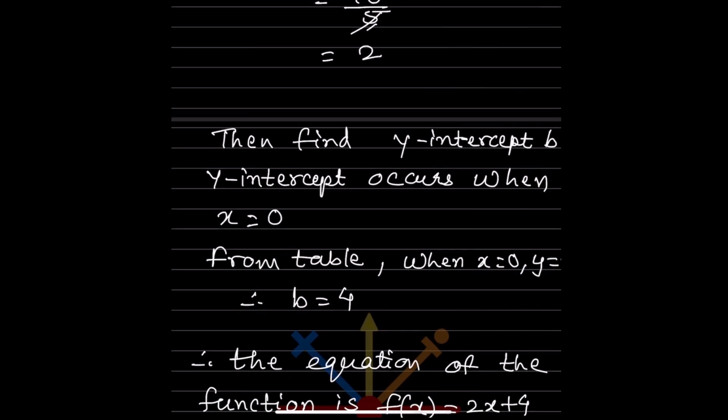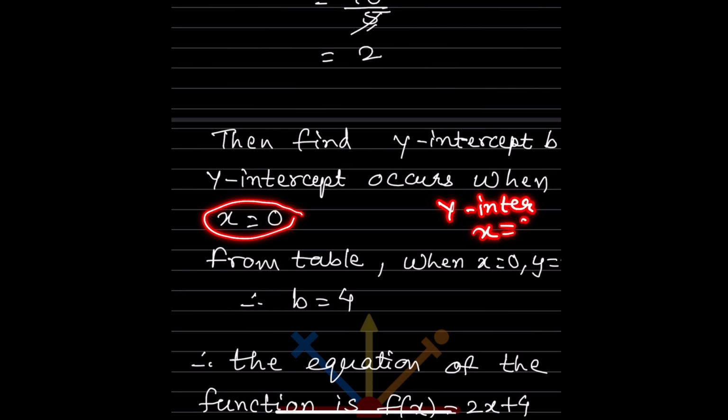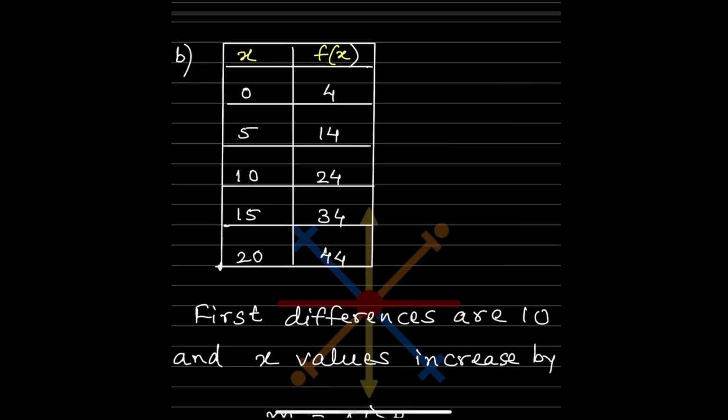Now we will find the y-intercept, that is b. For the y-intercept, whenever they ask for it, x should be 0. So from the table, when you put x equal to 0, what do you get? y as 4. So look here: when x is 0, you get f of x, that is 4.